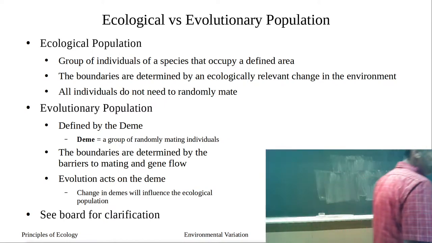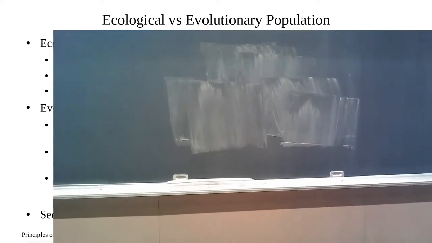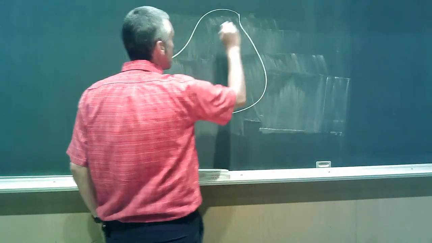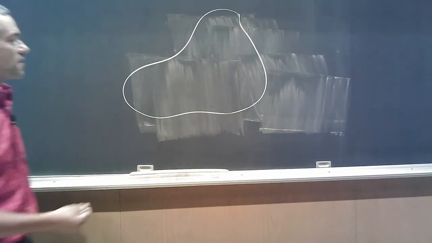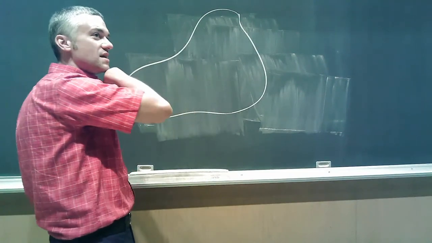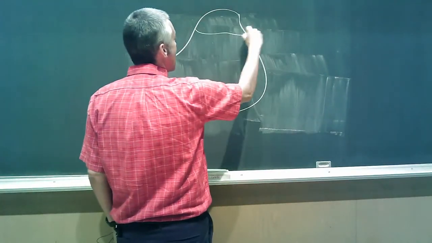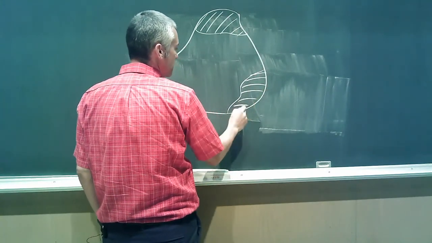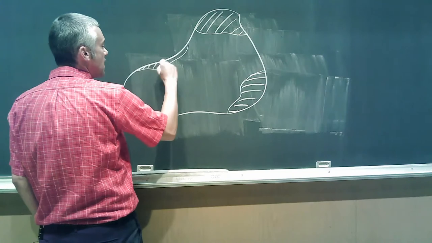So here's our example. I'm going to use an island, because islands represent very arbitrary boundaries. We have an island, and we're interested in, let's say, tortoises. We've got a big mountain in the middle, so any of our individuals on this side of the island can't cross. So we can have groups of individuals that live on our island.